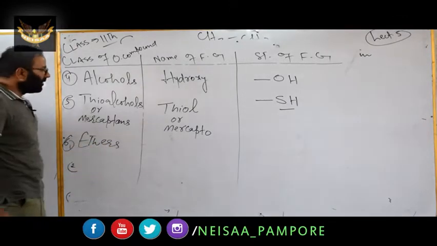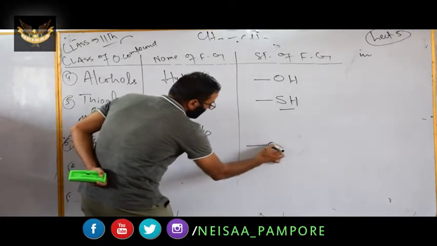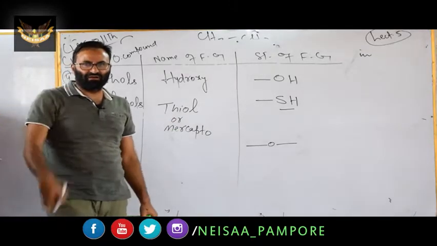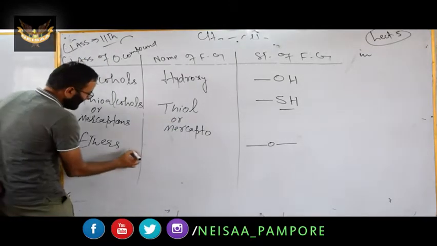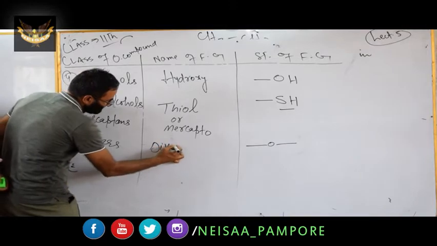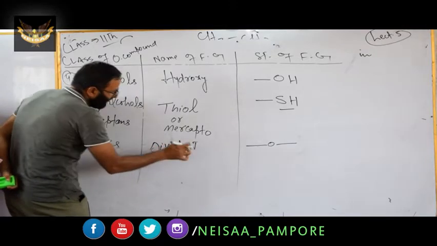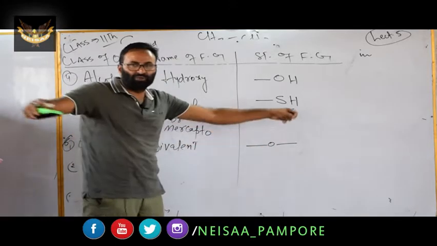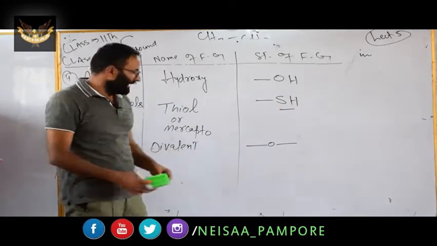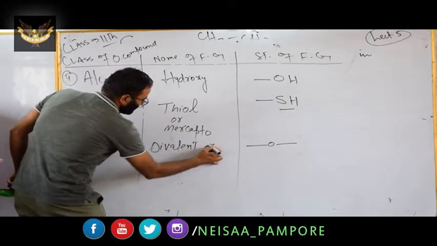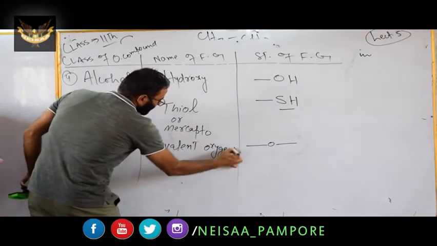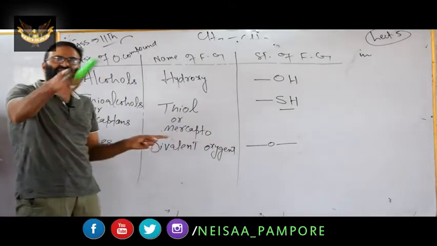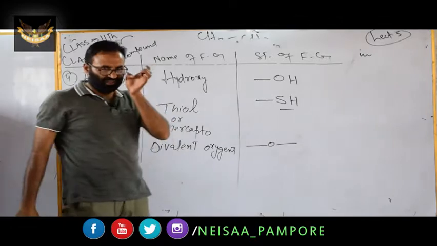Ethers. You know the functional group of ethers is O. We have O, that is ether. Remember this point. What is its name, son? Divalent oxygen. Remember, the functional group of ether is O. Oxygen has the tendency to form two bonds, it is divalent in nature, hence its name is divalent oxygen. Remember this point.